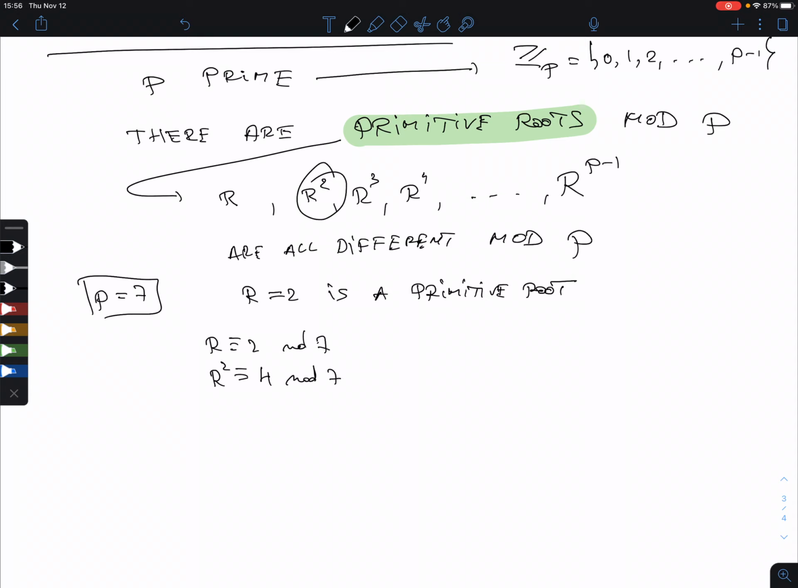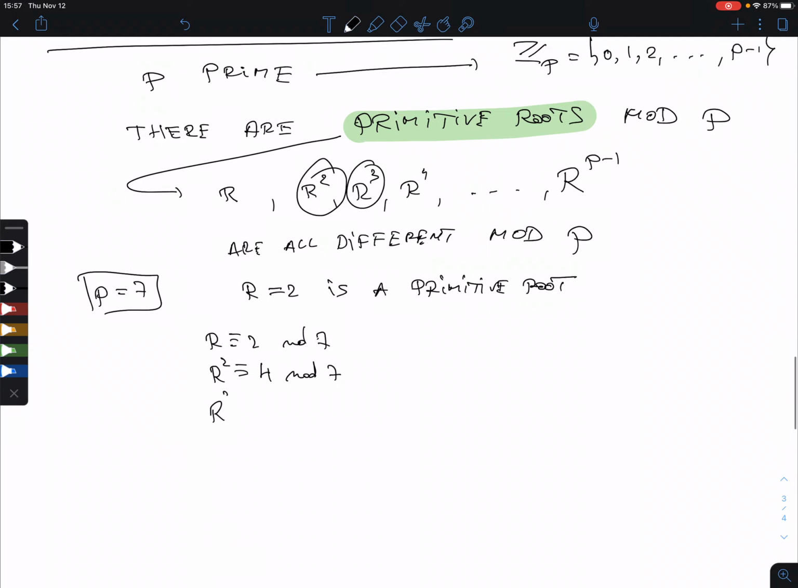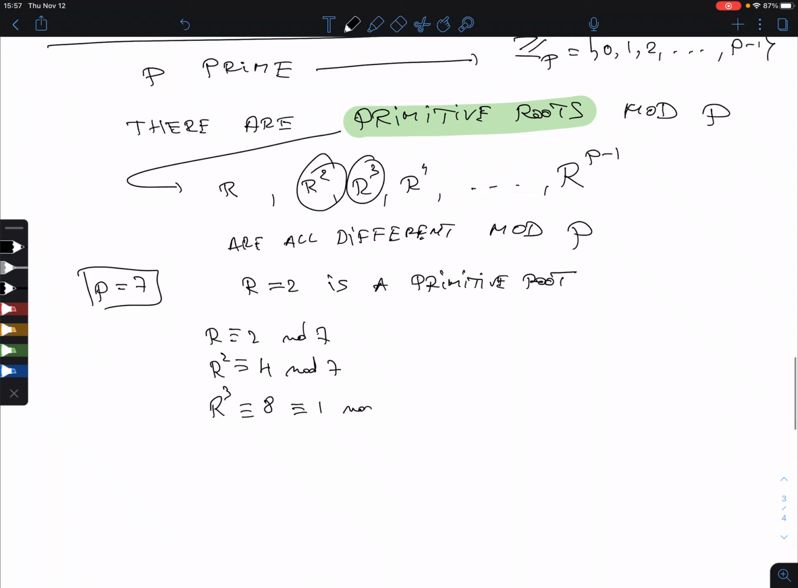Now, notice, and this is very important because we're going to use this later as well, what do I do next? I have to calculate R cubed. So I'm not squaring this as in modular exponentiation. I'm multiplying this with another R. So what we're now generating is not by successively squaring, but successively multiplying with R. This is a geometric progression. So we have R cubed here, which is 8, but 8 is the same as 1 mod 7. Oh, so what I said is not even true. Sorry, so R is not a primitive root.